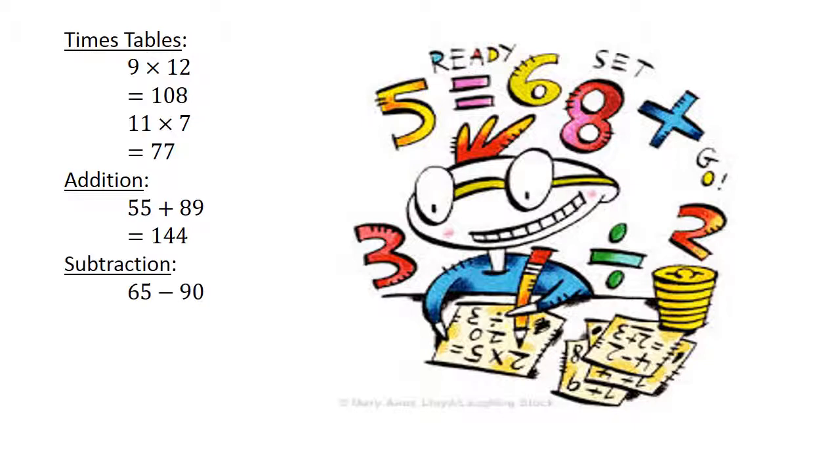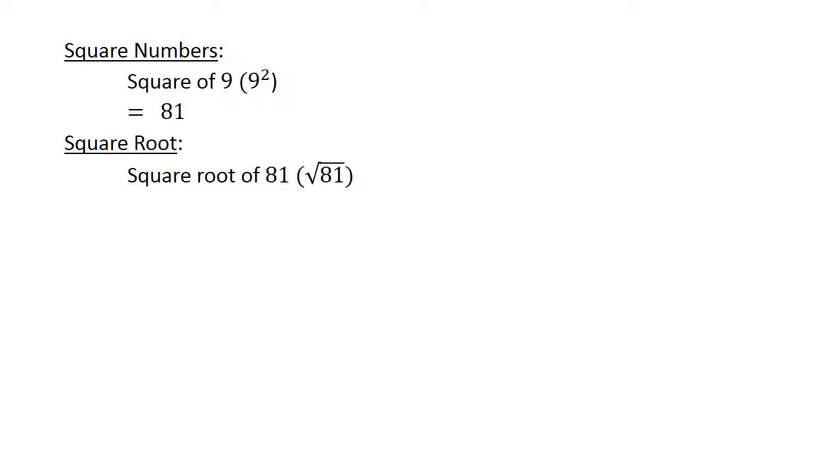Subtraction, 65 minus 90 equals negative 25. Division, 40 divided by 4 equals 10. Square numbers, square of 9 equals 81. Square root of 81 equals 9.